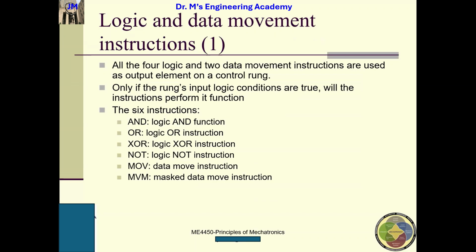And then the logic, and this is a data movement instruction. Logic, we know, and you can see all the 4 logic instructions, 1, 2, 3, 4. All the 4 logic and the 2 data movement instructions are used as outputs. Be careful, they are outputs. If some conditions are met, they are going to do something. Only if the rung's input logic conditions are true will the instructions perform their corresponding function. So we have 6 instructions.